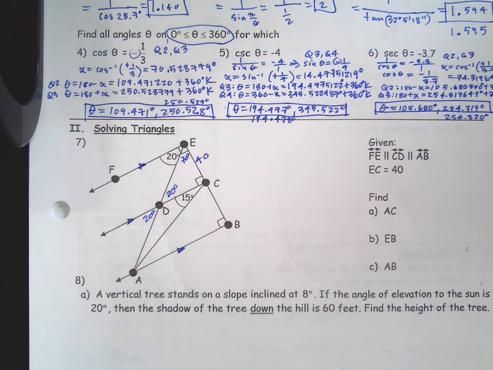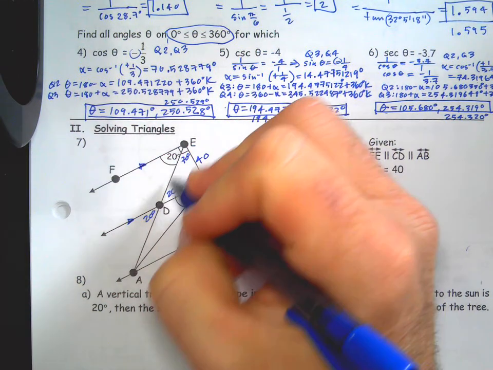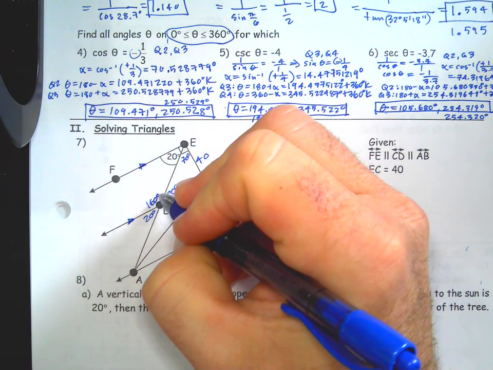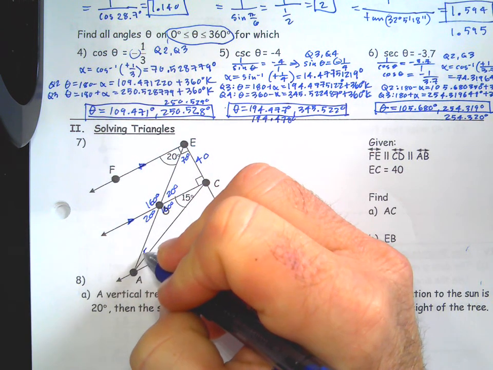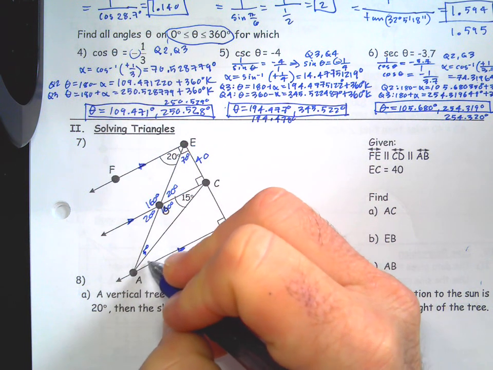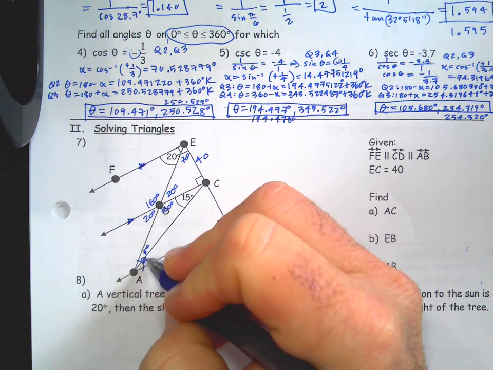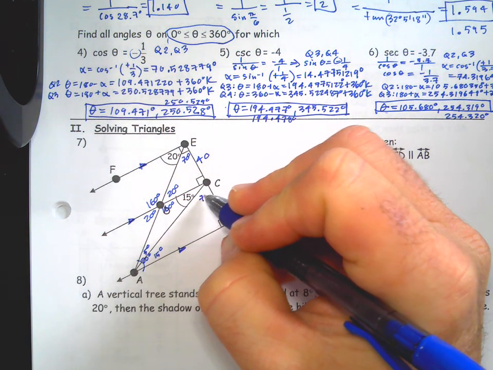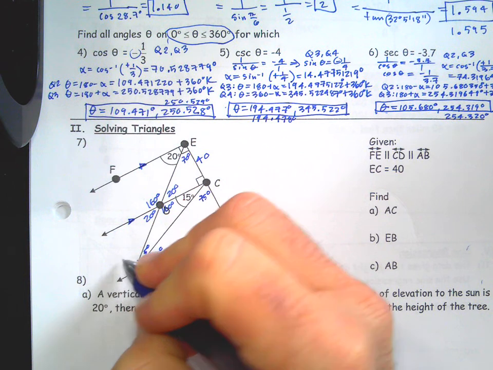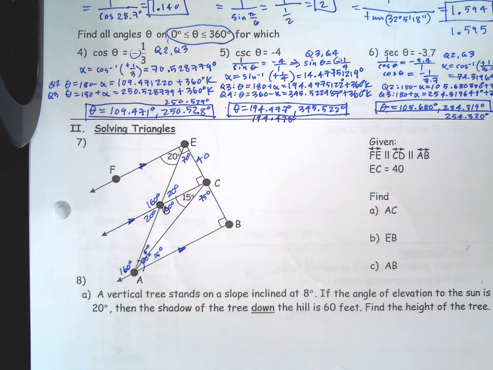I can't remember the name for those. Vertical angles or something like that. This would be 160 because I have to get to 180, 160, 175. This would have to be 5. This whole thing here would be 20. This would be 15. This would be 75. This would be 160. So I'm just trying to find all the angles. So with that in mind, we're trying to find AC.